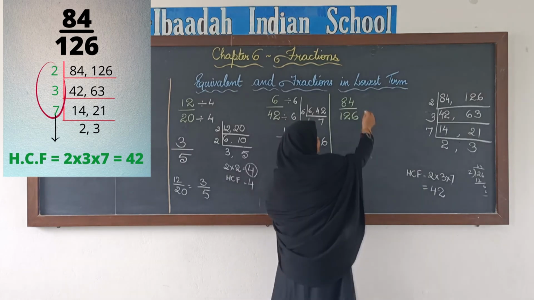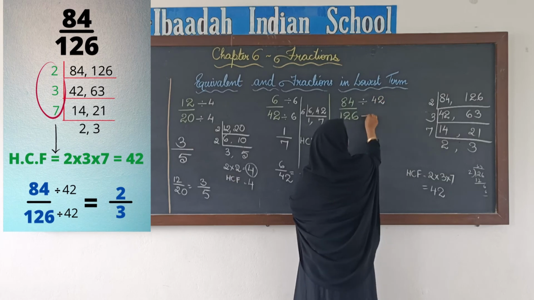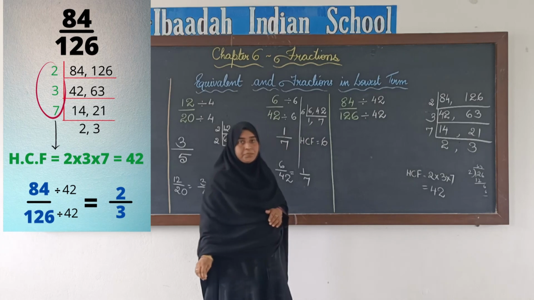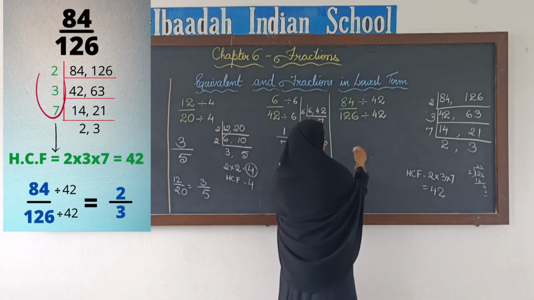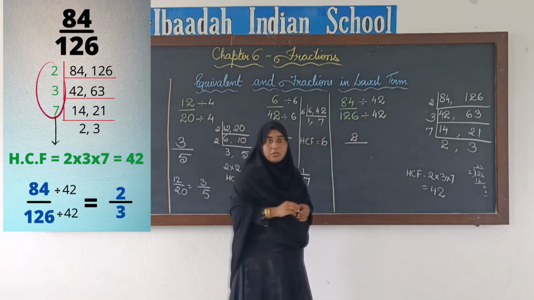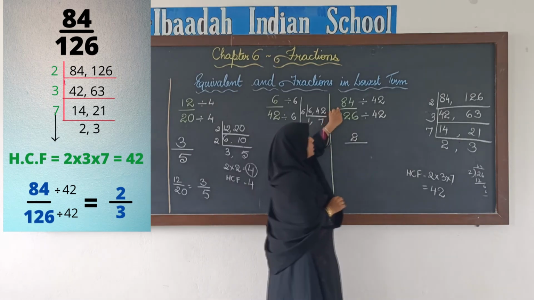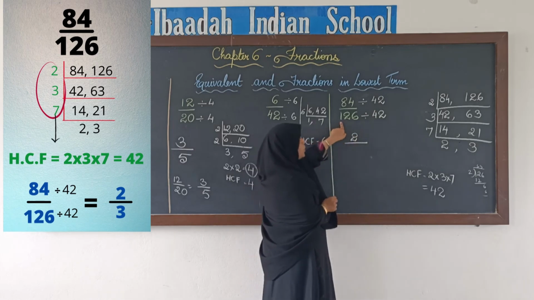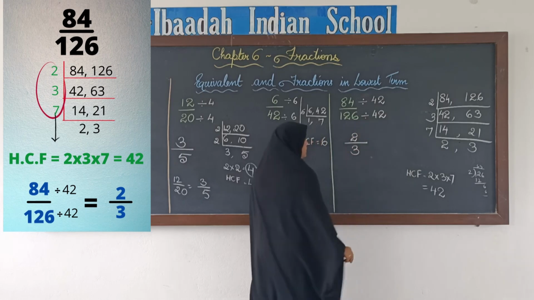Now, we need to divide numerator with 42 and we need to divide the denominator also with 42. Okay. Now, when we divide 84 with 42, we will get 2 as the answer. We can do the division. You have learned the division of 2-digit numbers. When you divide 84 with 42, you will get 2 as the answer, and when you divide 126 with 42, you will get 3 as the answer.